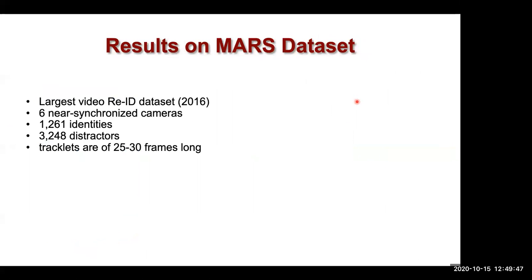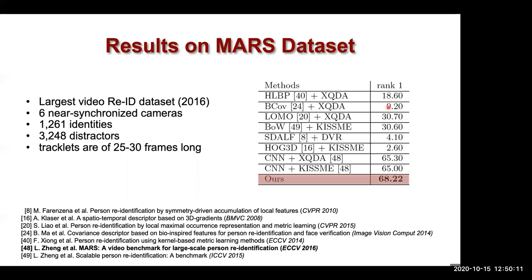So we tried this idea over the largest video-based person re-identification dataset available, which was built a few years ago. These are images taken from 6 near-synchronized cameras with more than 1,000 identities and more than 3,000 distractors. The tracklets were 25 to 30 frames long. And these are our results.